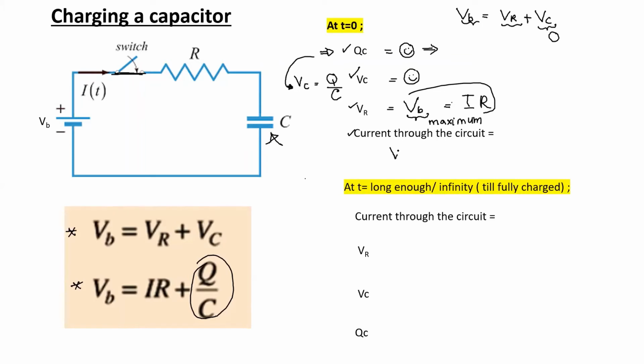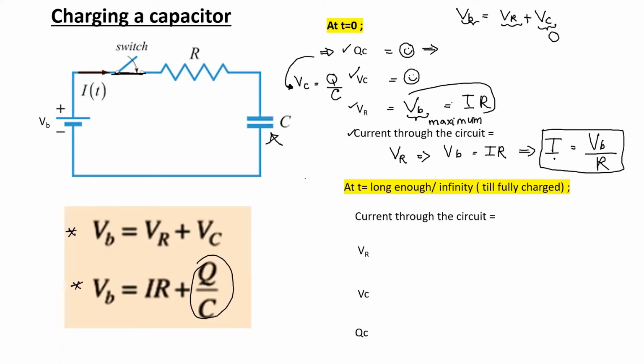We know for the resistor, voltage was VB and it was equal to I times R. So from this we can get the current. Current is VB divided by the resistance. So this is the current through your circuit at t equals 0. At the moment you close the switch, this is the current which will go through the circuit.